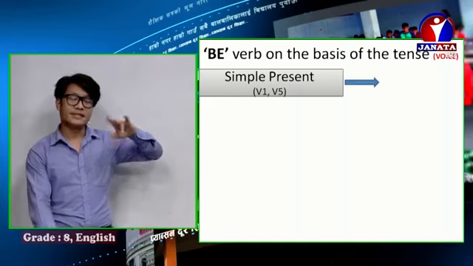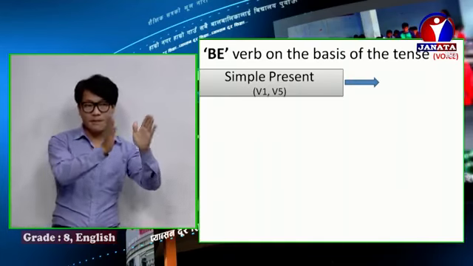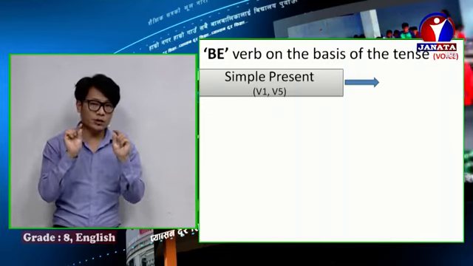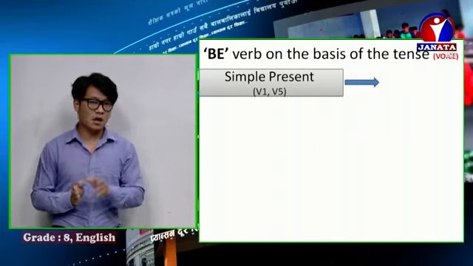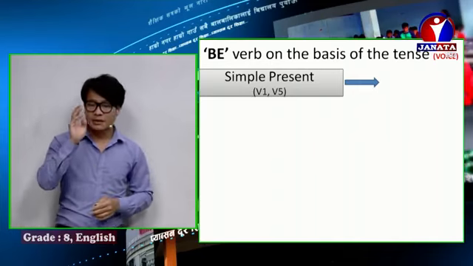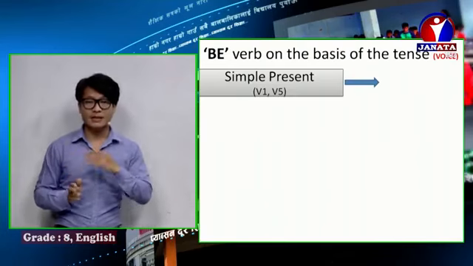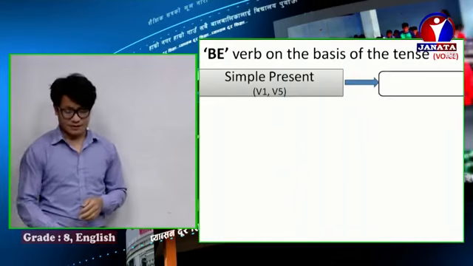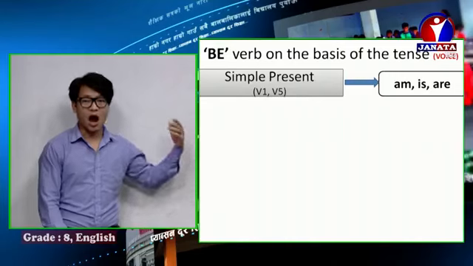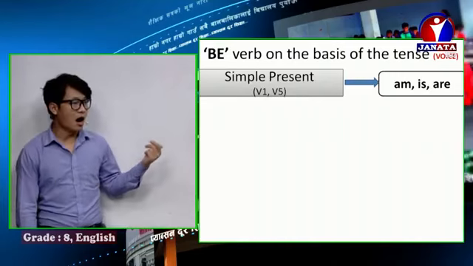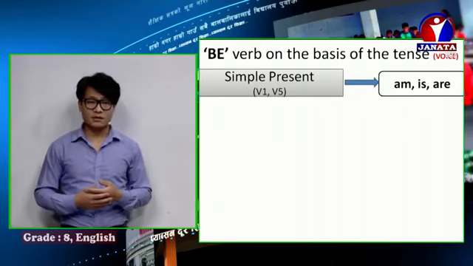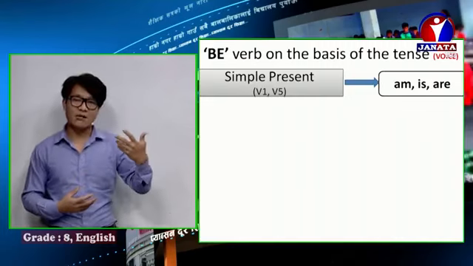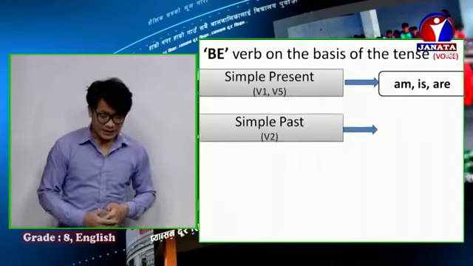Simple present. If there is a verb 1 or verb 5, then you should be sure that this is a simple present. When there is a simple present, then you need to use a be verb, and there are 3 be verbs for simple present, and they are am, is, are. I think I should not tell you which subject takes I and which noun or pronoun takes are and is. So next is simple past.